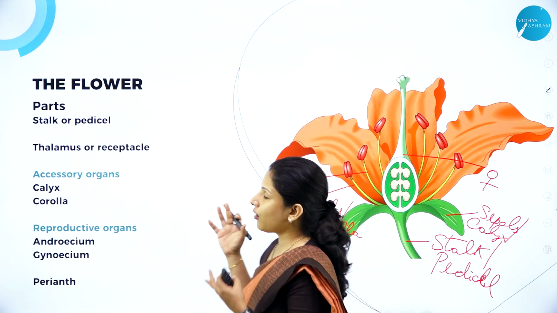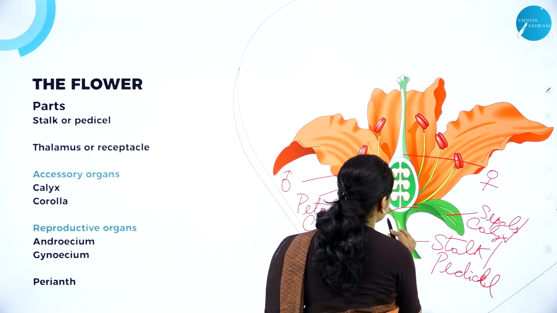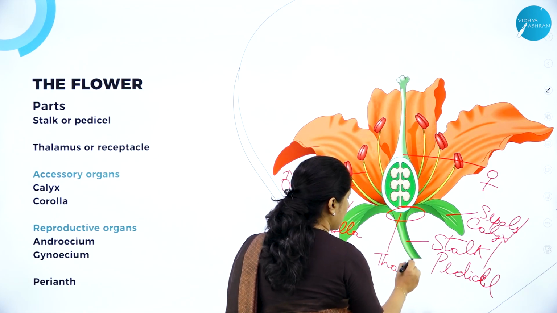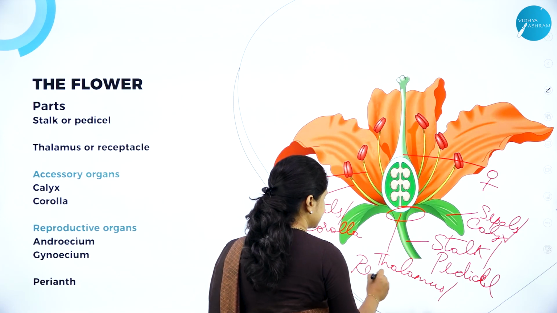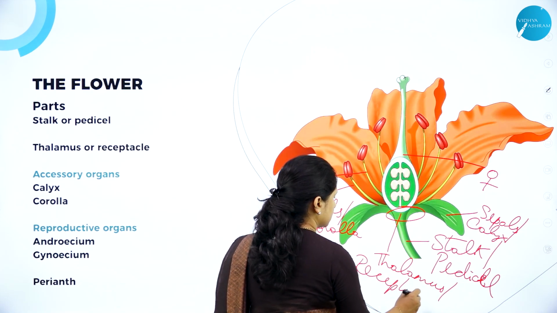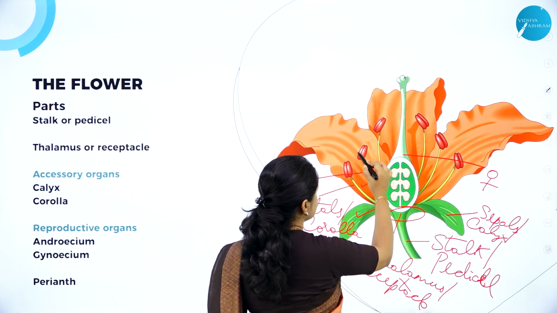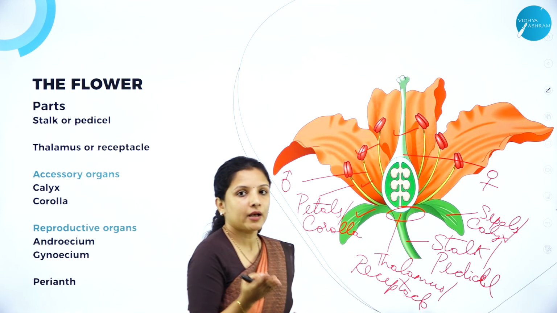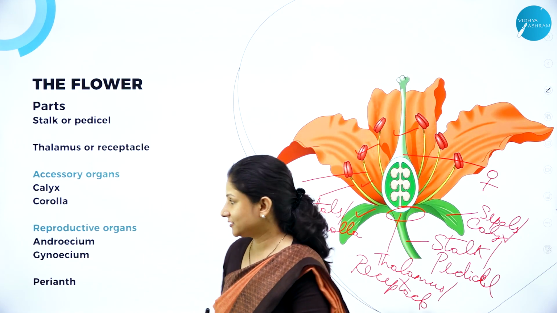All the parts of the flower arise from a bed-like or disc-like structure, which is called the thalamus, or the receptacle. Be it the sepals, the petals, the androecium or the gynoecium, all are arranged on one base, or on a stage, which is called the thalamus or the receptacle.